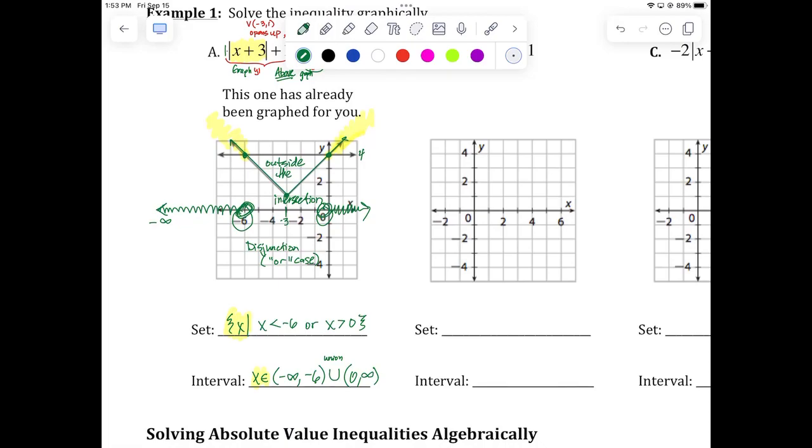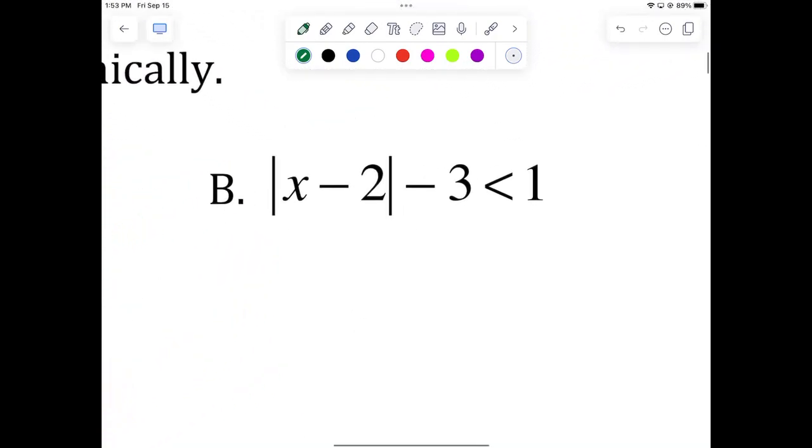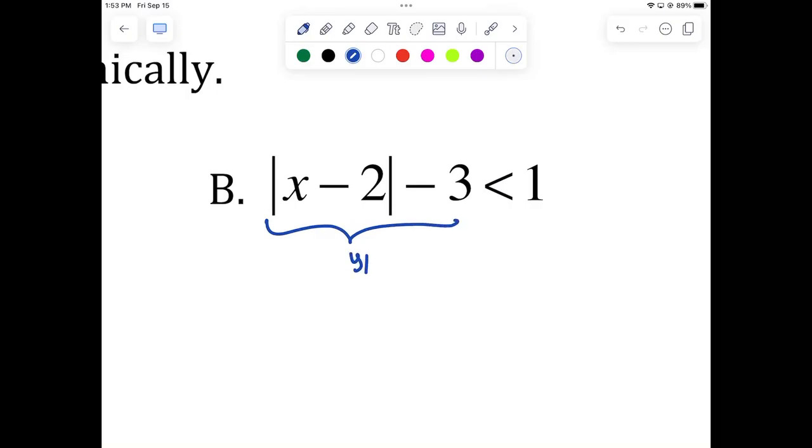All right, that was our first one out of the box. So far, so good. Any questions? There's two more to go graphically. So if you're kind of unsure, let's see what happens after we work two more. All right, the next one. Solve this one graphically. Okay, I got it now. This is going to represent y1. I'll do that in blue. And I'll say this is y2. I'll do that one pink. Okay? And I want to know where the graph of y1 is less than the graph of y2.